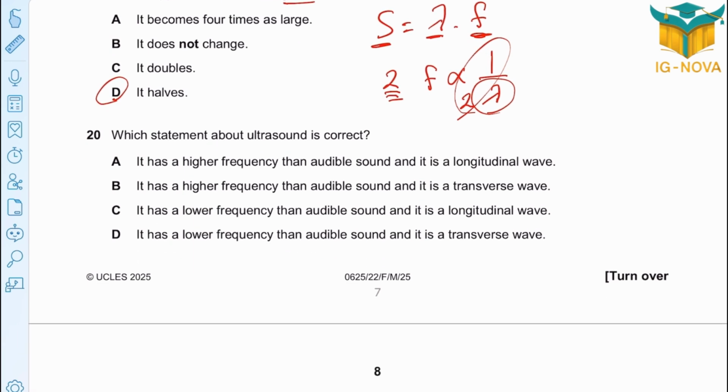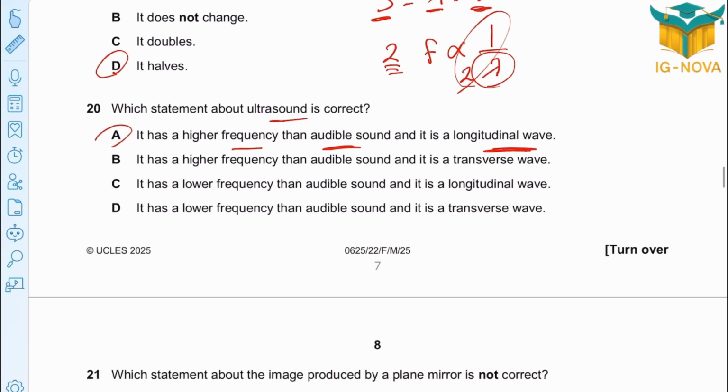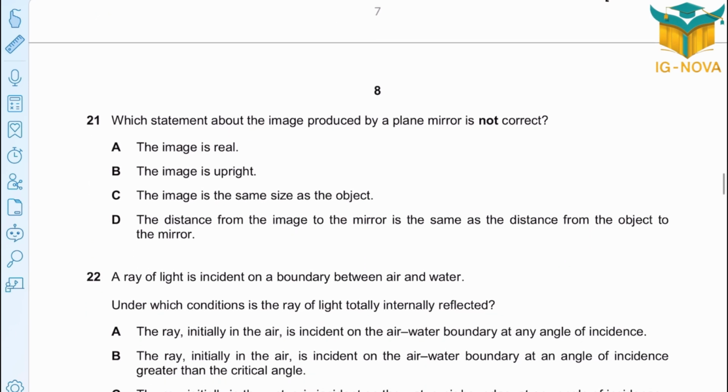Question 20. Which statement about ultrasound is correct? Ultrasound is not audible, it's higher than audible sound. So it means higher frequency than audible sound, yeah, and it's a longitudinal wave. It's a sound, yeah, longitudinal wave. Option A is correct. Also easy.